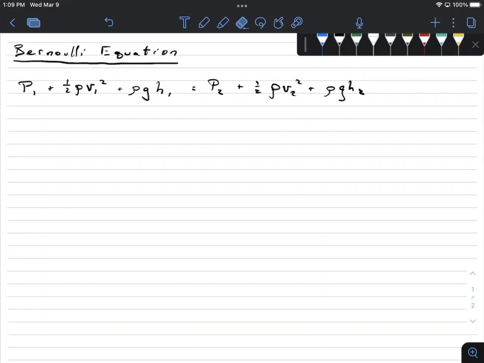You may have a lot of pressure in location one, and the velocity of the fluid's kind of small, but then you change the system in some way. And so over here at location two, all of a sudden the fluid's flowing faster. So the v term is bigger. And to balance, the pressure then must go down. So the different terms can change, but the total value on the left must equal the total value on the right.